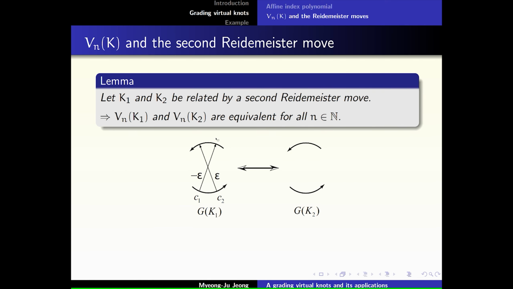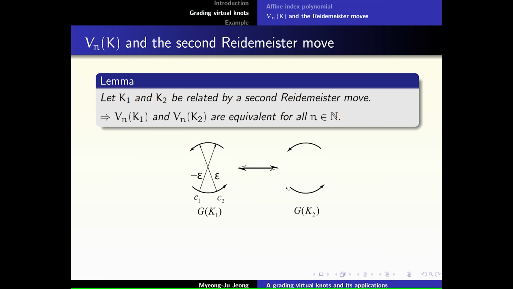Similarly, we can show that if two virtual knots K1 and K2 are related by a second Reidemeister move, then V_n K1 and V_n K2 are also related by a second Reidemeister move. The second Reidemeister move is shown in this figure.